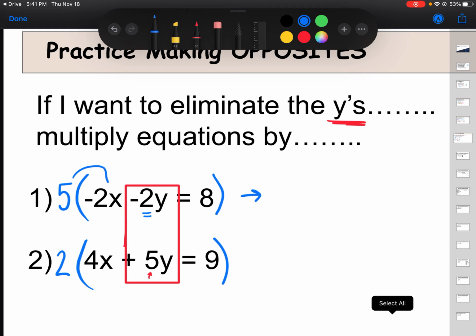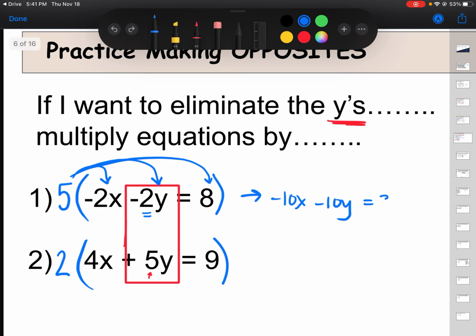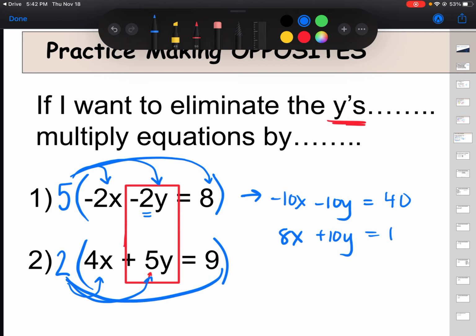Distribute it out. 5 times negative 2x. Try to pause your video and distribute this on your own. 5 times negative 2x is negative 10x. 5 times negative 2y is negative 10y. 5 times 8, 40. Second equation, we had to multiply there too. 2 times 4x is 8x. 2 times 5y is 10y. 2 times 9 is 18.